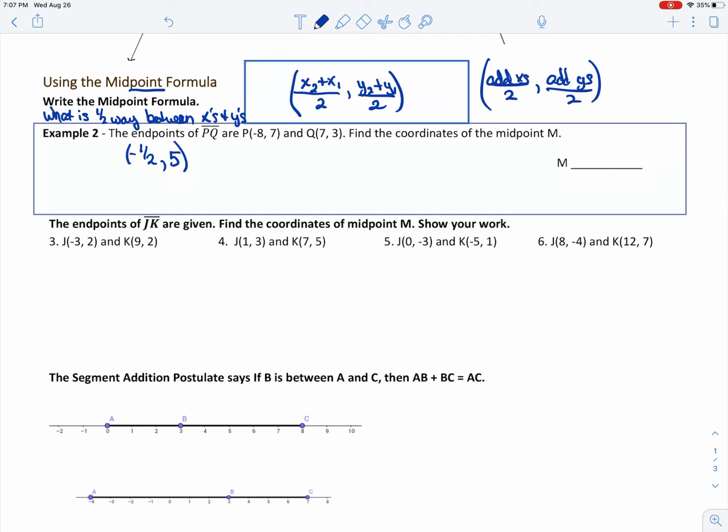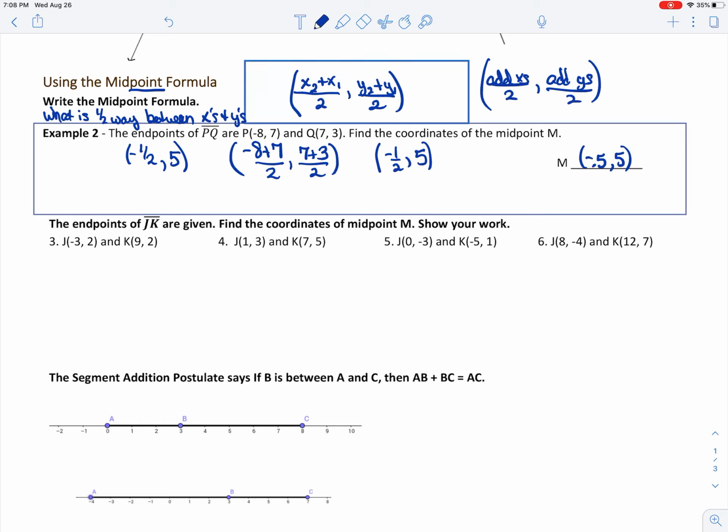But if that doesn't work for you, add your x's, negative 8 plus 7, and divide by 2. Add your y's, 7 plus 3, and divide it by 2. What is negative 8 and 7? One's positive, one's negative, so we subtract them and give them the larger absolute value sign. So a negative 1/2. And 7 plus 3 is 10. 10 divided by 2 is 5. So you can write your answer as negative 1/2, 5, or you can write your answer as negative 5/10, 5. Does not matter. They're the same thing.